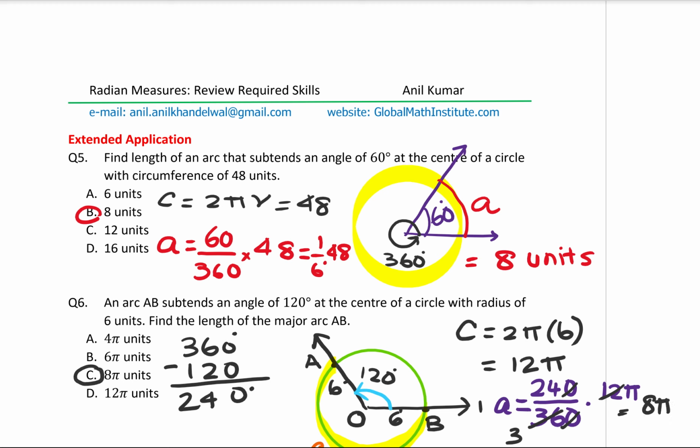Option C is the correct option. So many steps are now involved when we solve such questions, and that is why I am putting them into extended applications. So I hope the steps are absolutely clear. What we did was we first found the circumference, which is the total periphery of the circle, then the angle corresponding to the major arc. The ratio of the angle to the total angle gives us the arc length in this case.